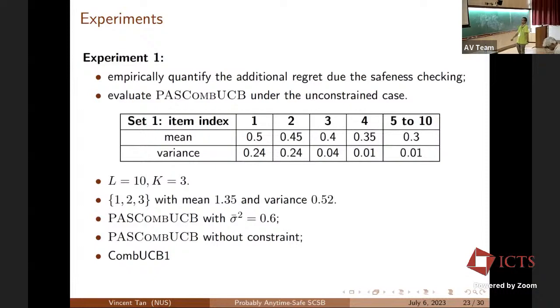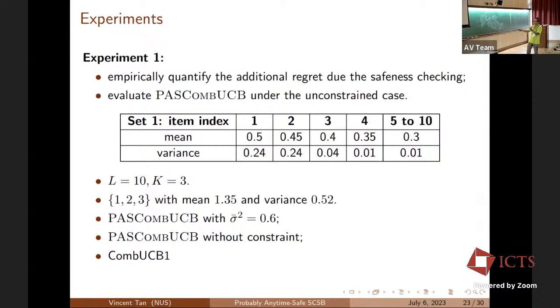Okay, so in this particular setting, with all these numbers, can you tell me what is the optimal safe set? Actually, I have the answer there, but let's look at the numbers here. The means are as follows, in decreasing order, and the variances are as follows. And the upper bound is sigma bar squared equals 0.6.